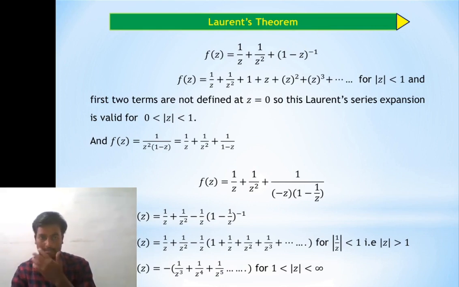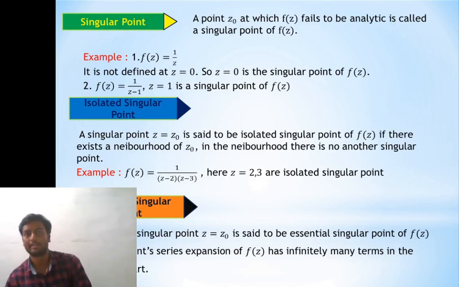Now coming to the definitions of singular point. A point z naught at which f of z fails to be analytic is called a singular point. Fails to be analytic means it fails to be differentiable.